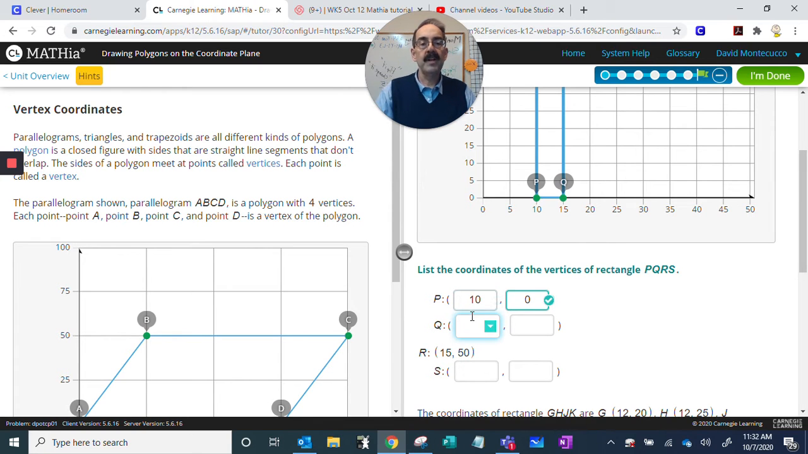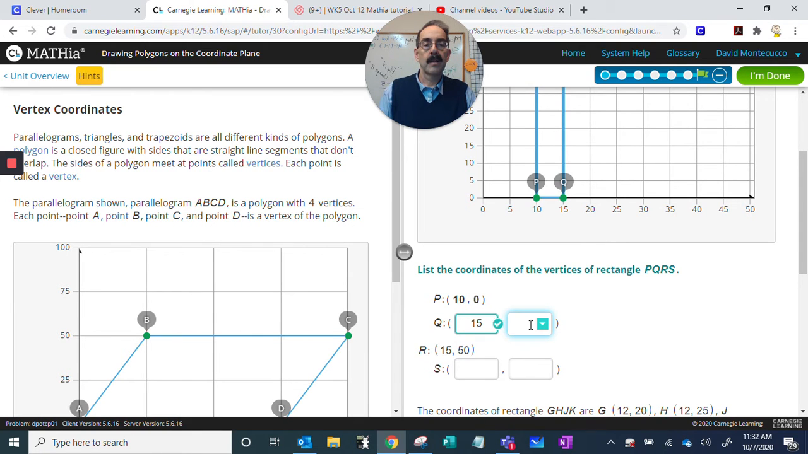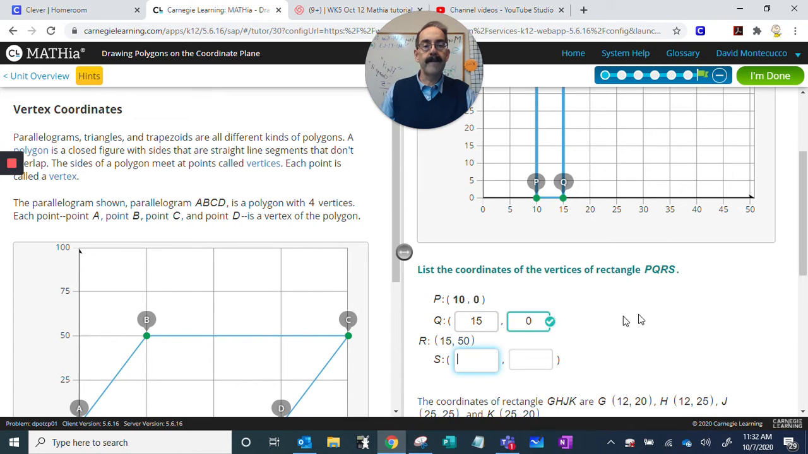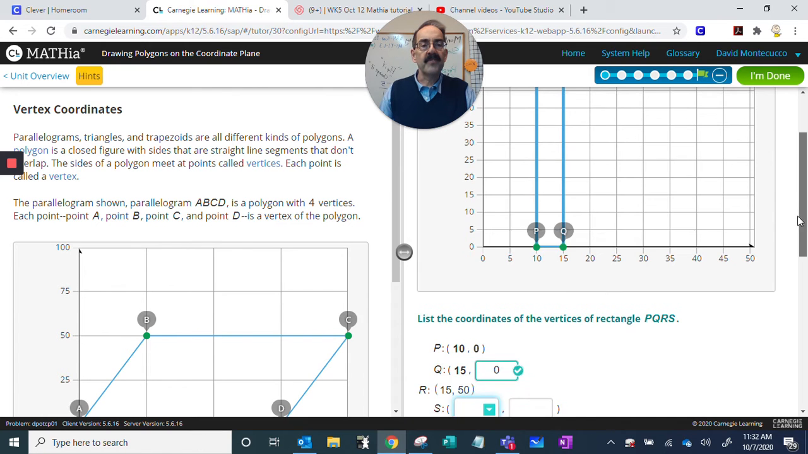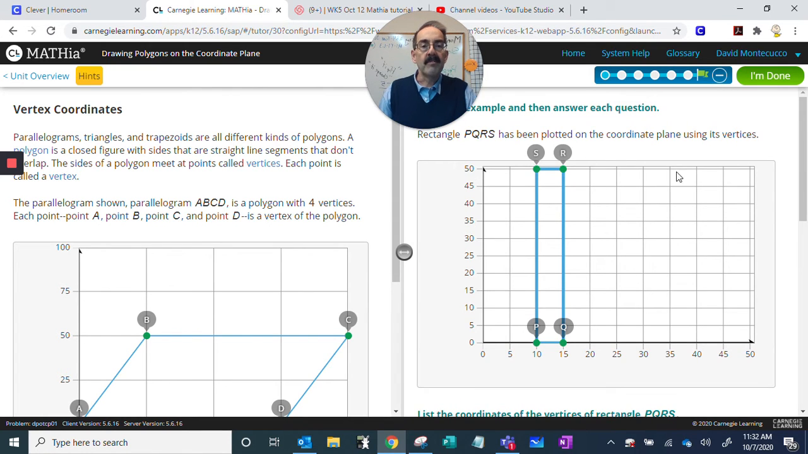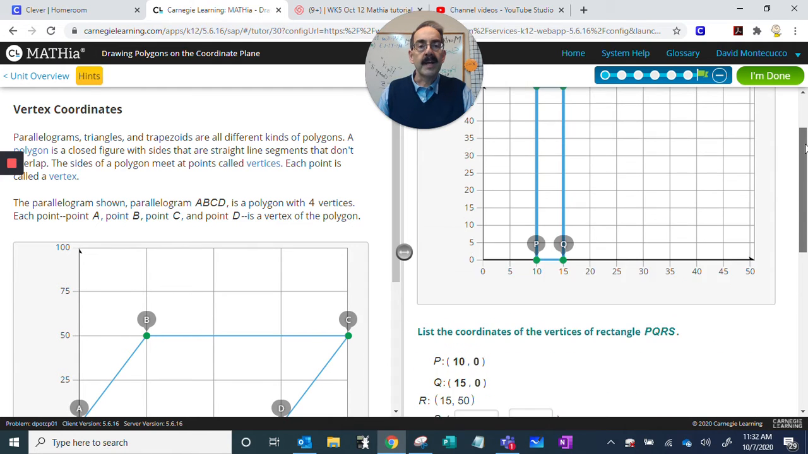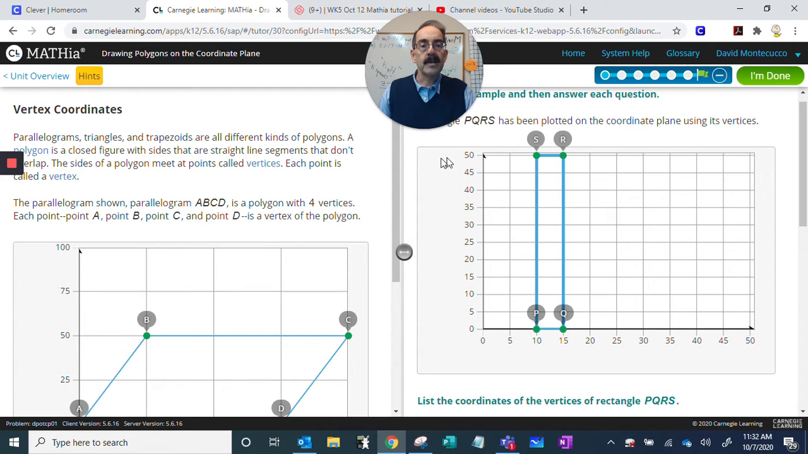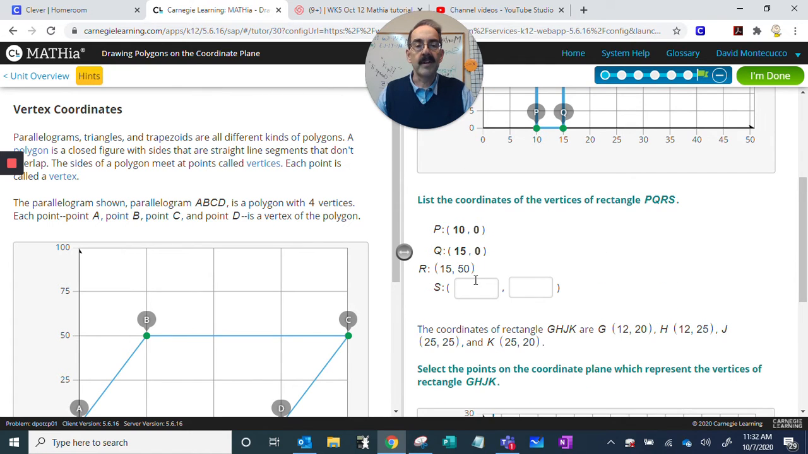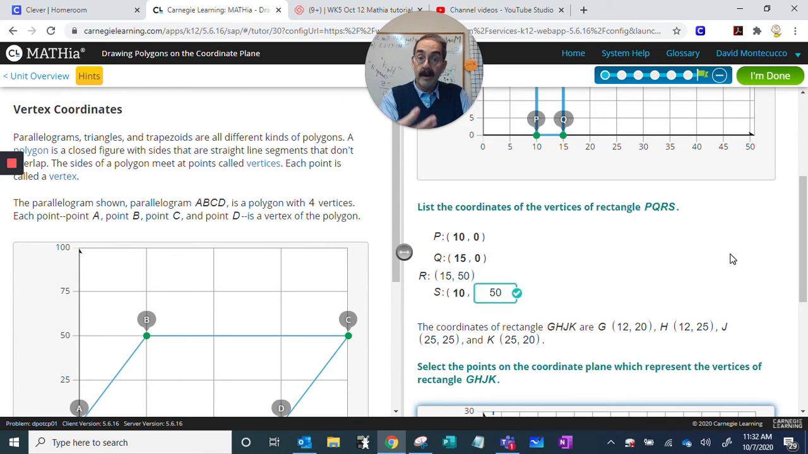Q, 15, 0. Okay, now let's go check. They said R was 15, 50. 15, 50, yep, we agree. S is up here. 10, 50, yep. Let's do it. 10, enter. 50, enter. Okay, now that we know how to graph, we can verify the vertices, the corner points.